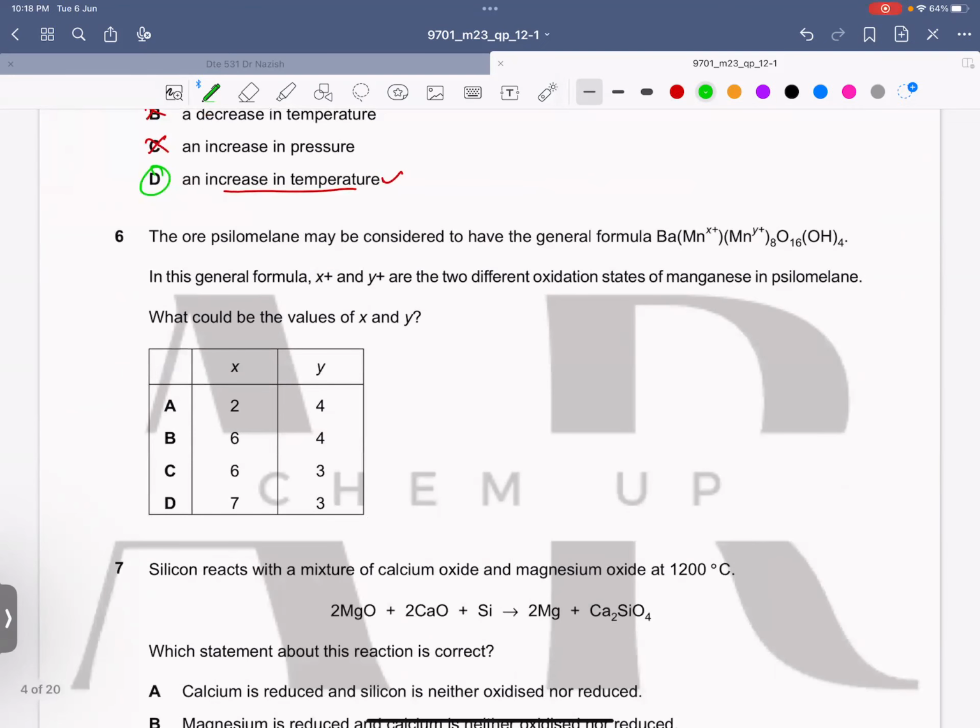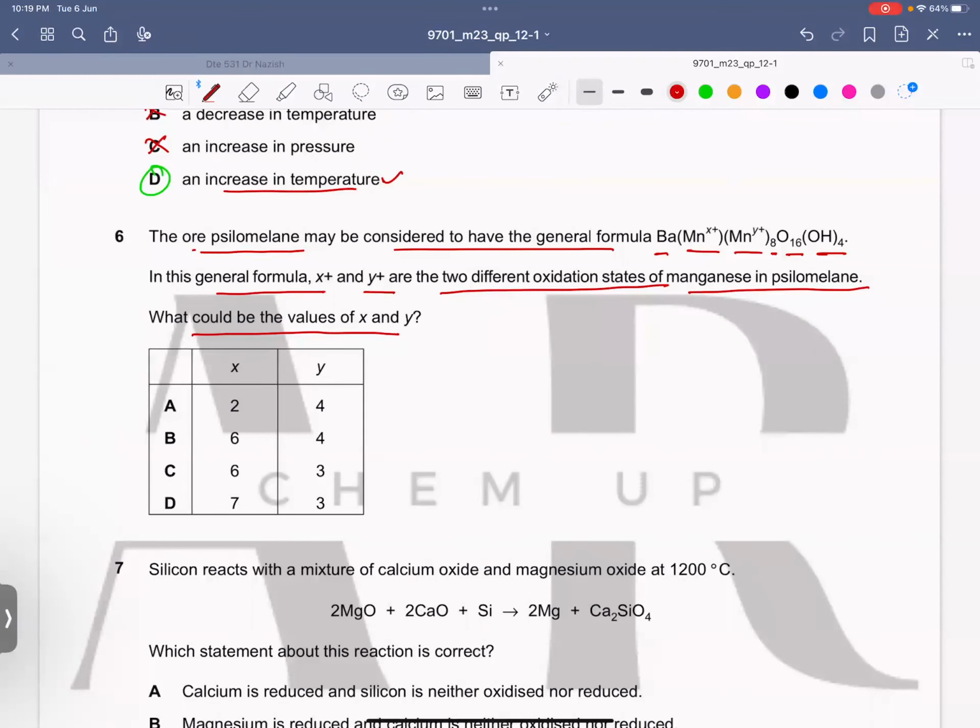Now, question number 6. The ore psilomelane may be considered to have the general formula Ba Mn(X+) Mn(Y+) times 8 O16 (OH)4. In this general formula, X positive and Y positive are the two different oxidation states of manganese in the psilomelane ion. What could be the value of X and Y? So you have to identify the values of X and Y.